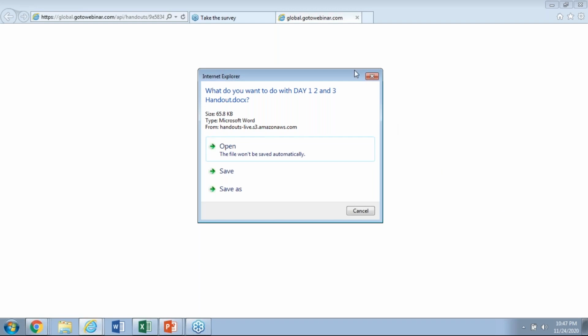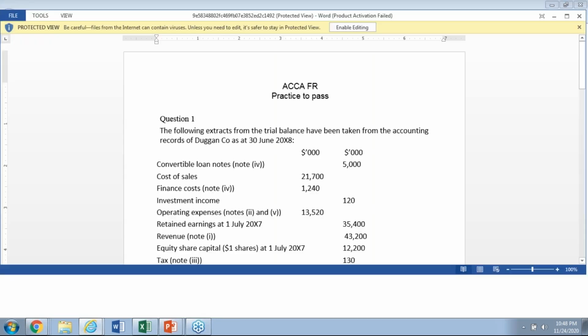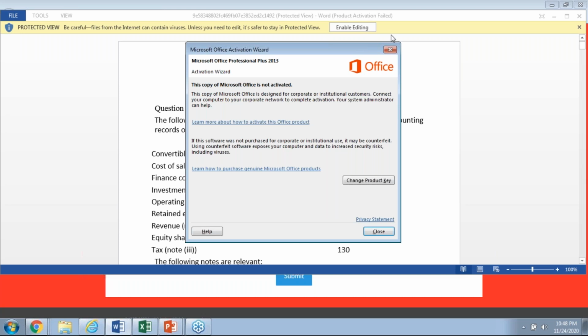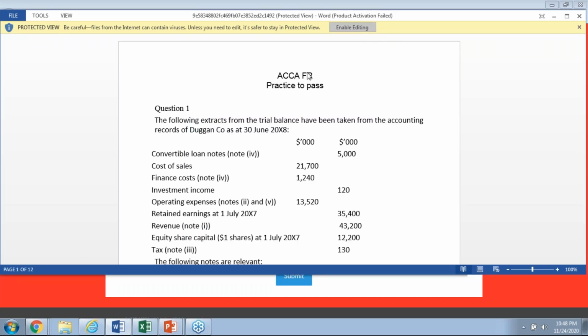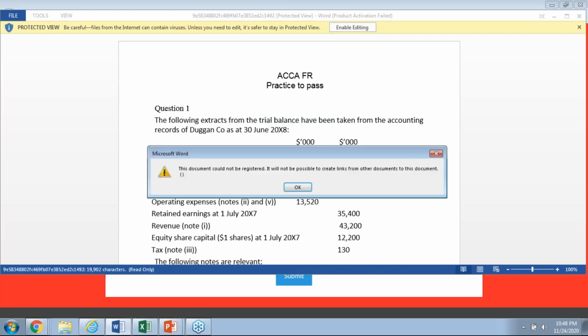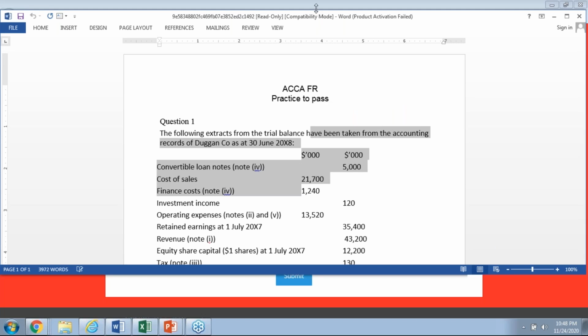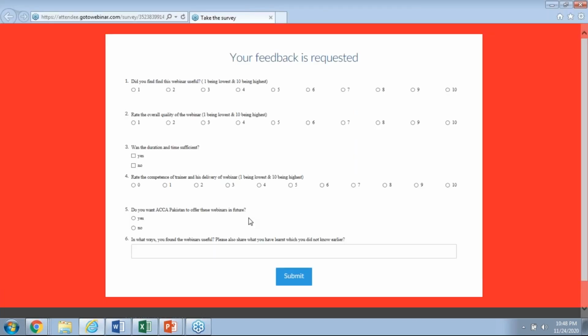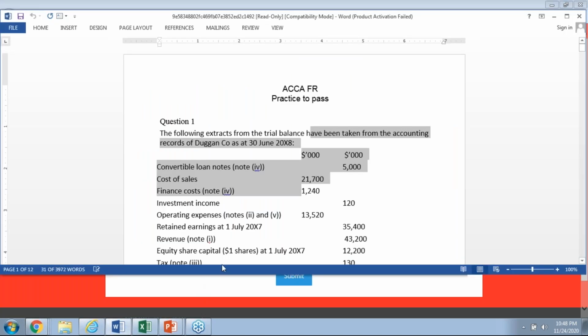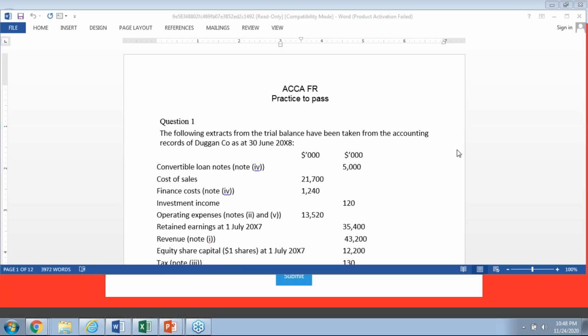It's not yet opened. I'm going to open this file. Okay. Can you see on the screen there are the questions related to past papers? Can you see the question on the screen? Yes.